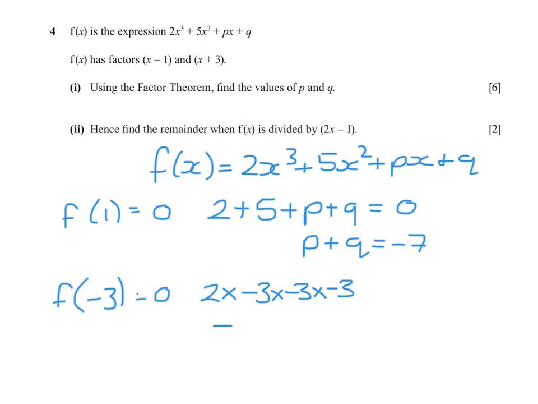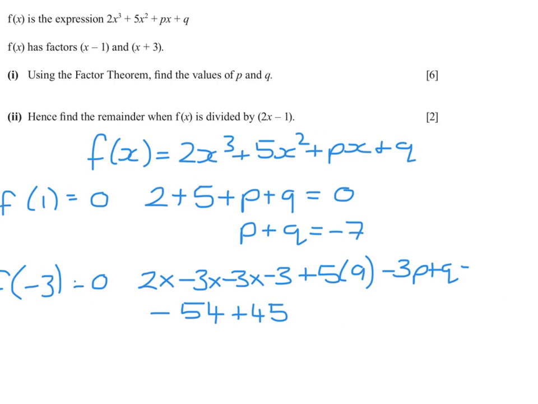So I have 2 times 27, so that is 54. Plus 5 times minus 3 squared, so that's plus 5 times 9, plus 45. Plus px, so minus 3p, plus q equals 0. So that gives me minus 3p plus q equals 0. Then write that out, minus 3p plus q, and minus 54 plus 45 is minus 9. So when I bring that over, it becomes plus 9.